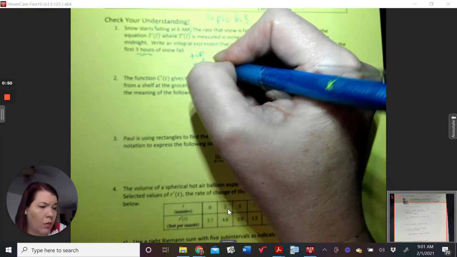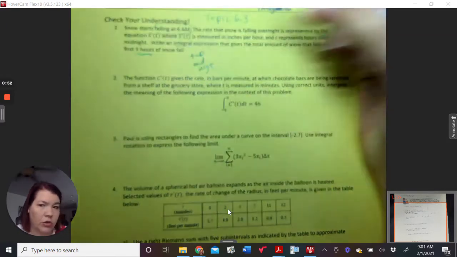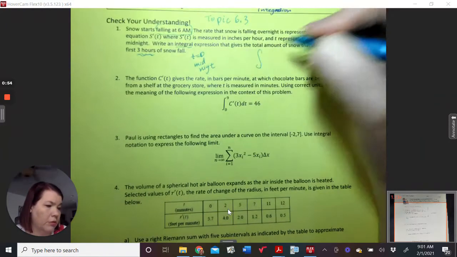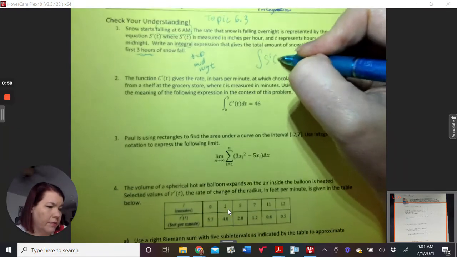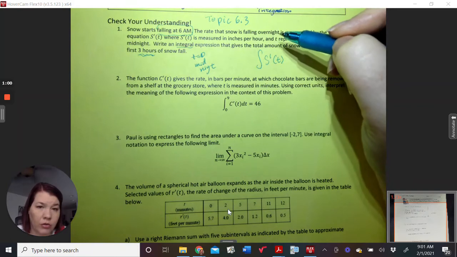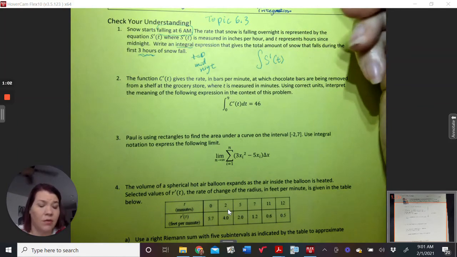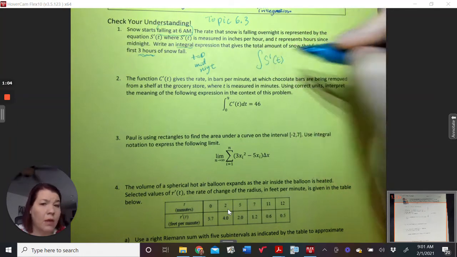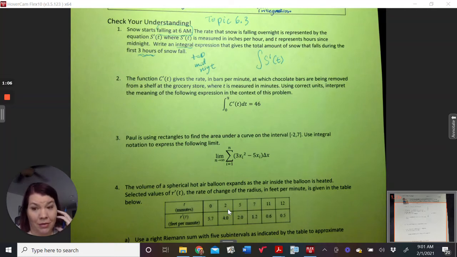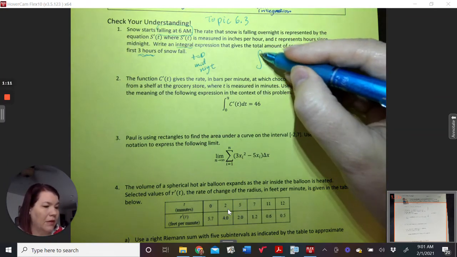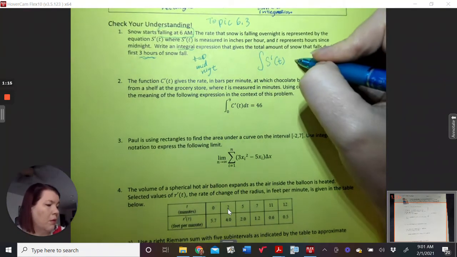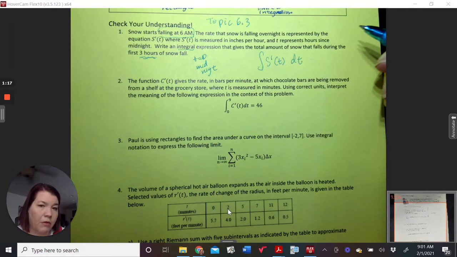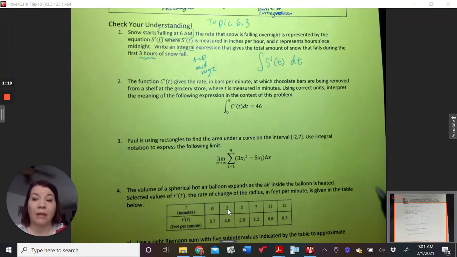We want an integral expression. S prime of t is our function. Make sure your integral is really a tall, skinny S, but make sure it looks different than an S. And think about it as a sum, so maybe that's why it's S-shaped. We got dt down here because that's going to be our variable. That part's easy. Now, what are my limits of integration?